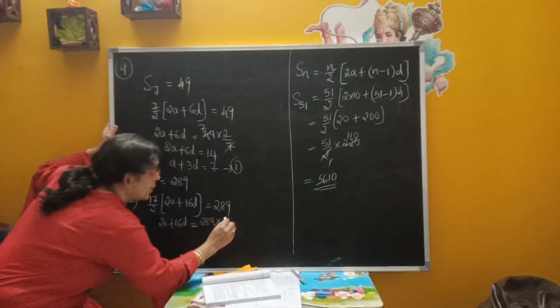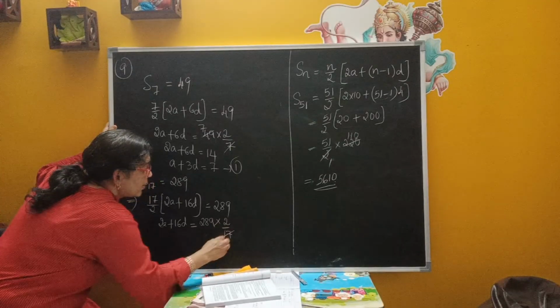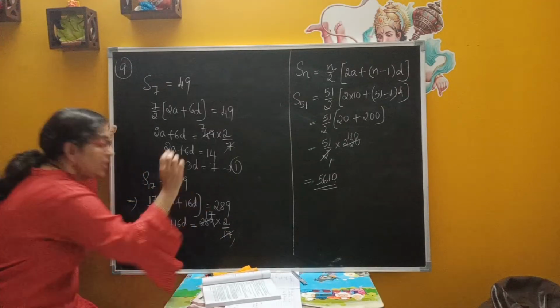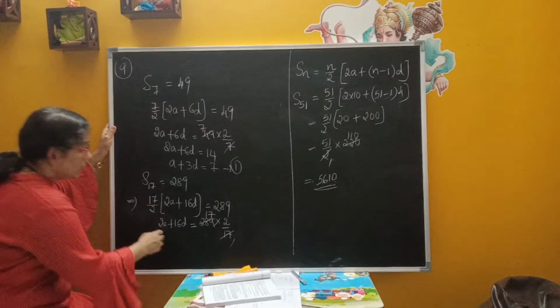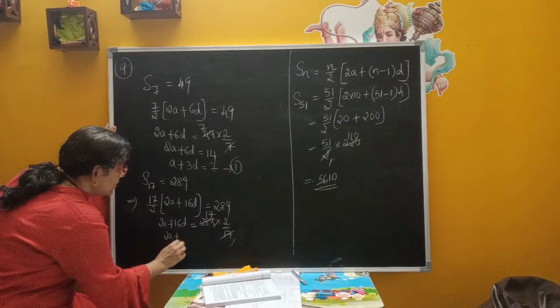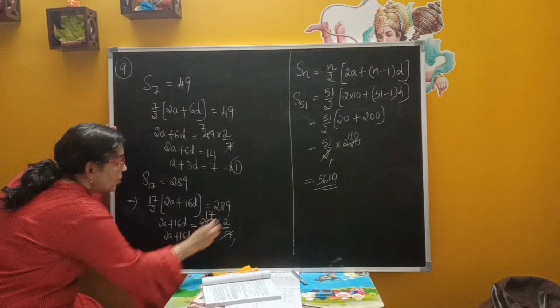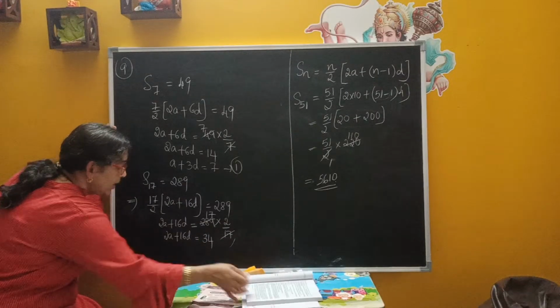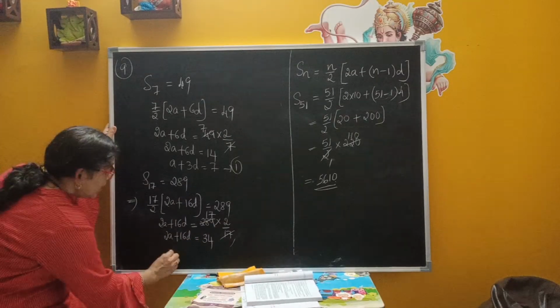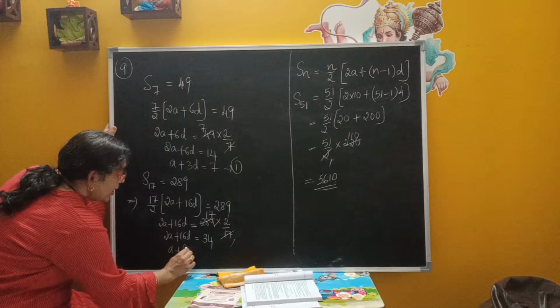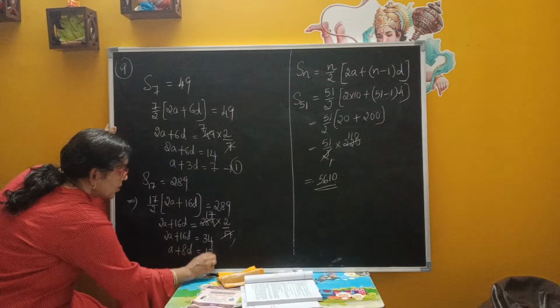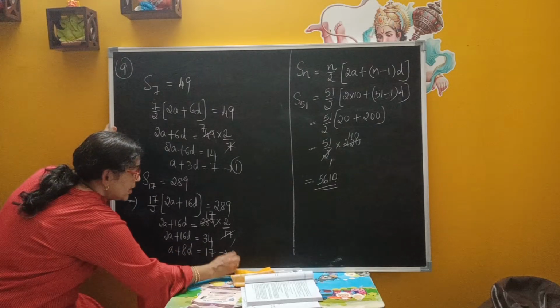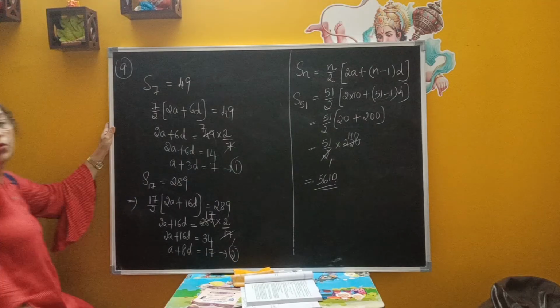289. Again transpose. So 2a plus 16d is equal to 289 into what is the reciprocal of 17 by 2? It is 2 by 17. So 17 ones are 17, 17s are. Okay. So 2a plus 16d is equal to 17 twos are 34. Simplify this by dividing throughout by 2. We get a plus 2 8s are 16 is equal to 2 17s are 34. This is equation 2.